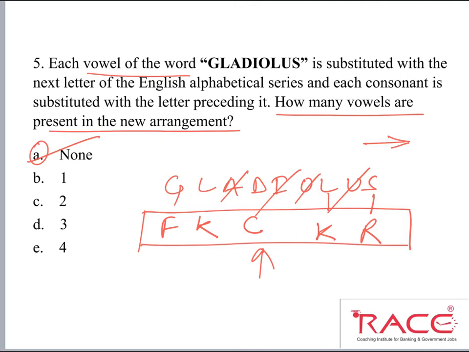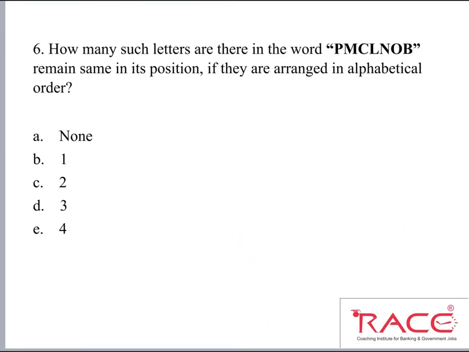As I have explained here, substituting the vowel with the next letter was a waste of time, because they won't give us the vowel in the final arrangement. What we have to do is check the consonant, because if we substitute the consonant with the previous letter, we might get the vowel. So this is the type of question you can see in the examination. Now let's see the next example.